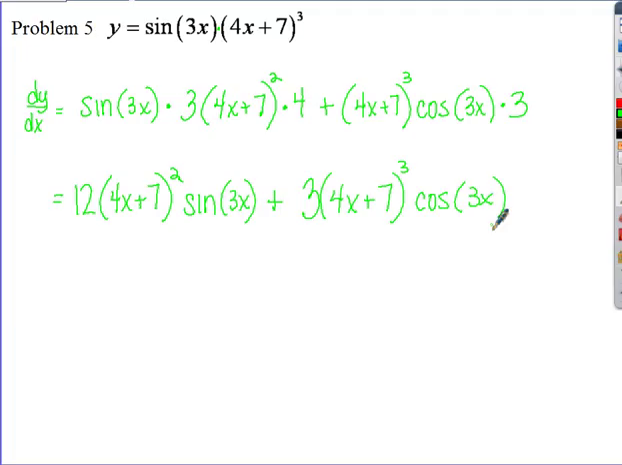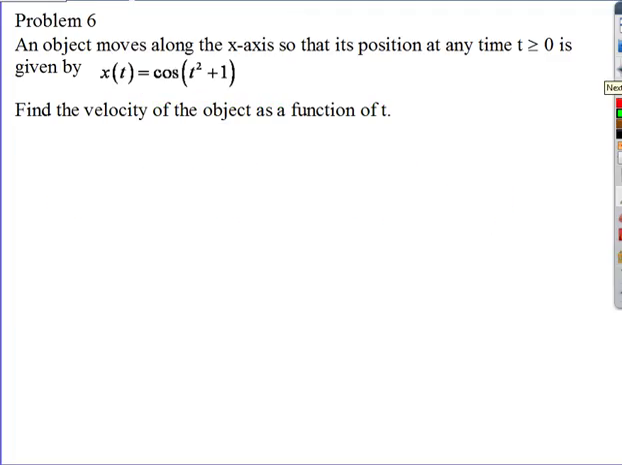And what I would like you to do, look at problem 6. It says an object moves along the x-axis so that its position at any time t greater than or equal to 0 is given by x of t. Find the velocity of the object as a function of time. I want you to do this. Remember, velocity is derivative of position. They gave us the position function. Find the velocity for problem 6.